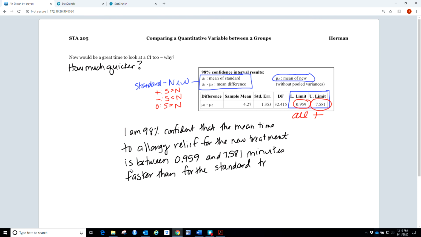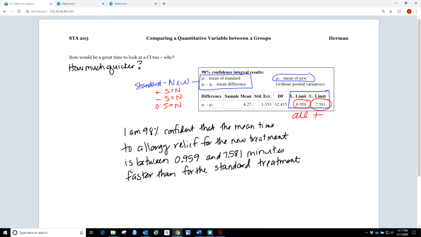So now, what do you think about paying the extra $20 a month for this new allergy treatment? Just on average, people are feeling better about 1 to 7.5 minutes sooner. And again, that's the average. So some people could actually be taking longer to feel better. Some could actually be maybe feeling better a lot quicker.